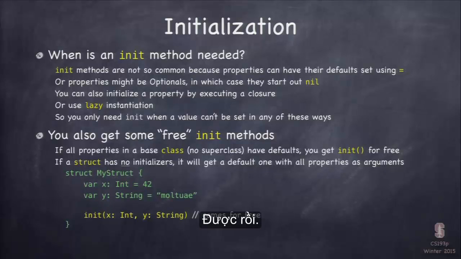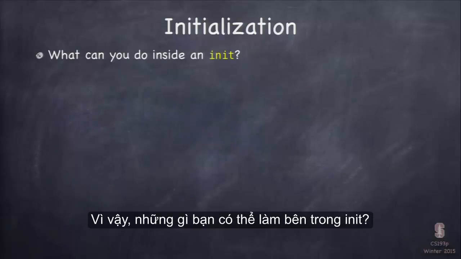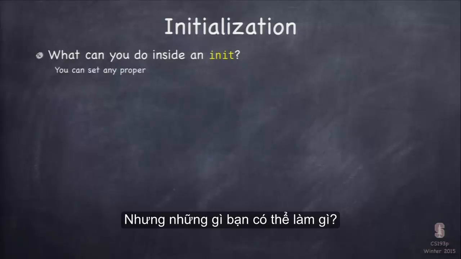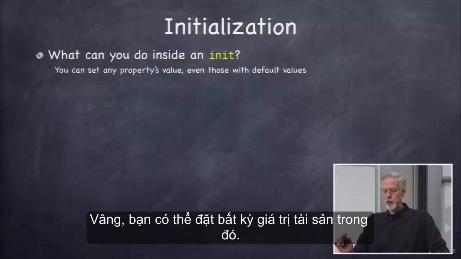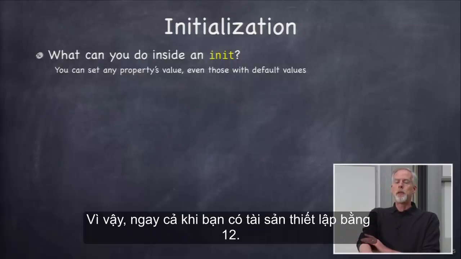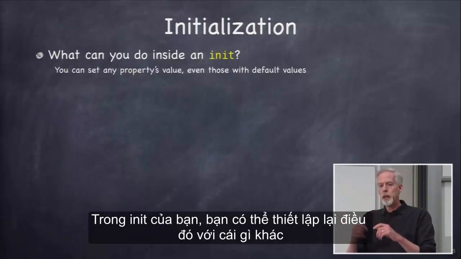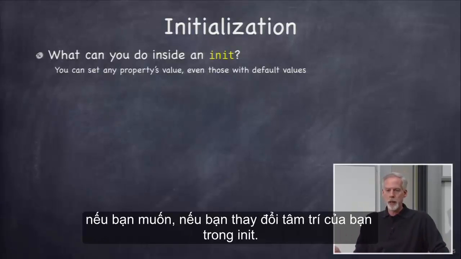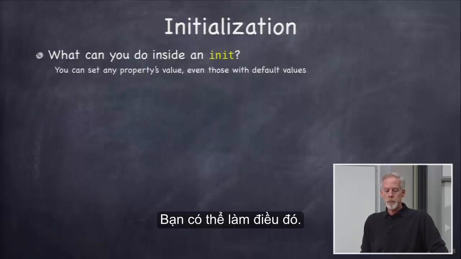They can initialize my struct by saying MyStruct, open parentheses, and provide the x and the y. All right, so what can you do inside of init? We saw what we did in calculator brain. We initialized some stuff. But what can you do? Well, you can set any property's value in there. You can even set properties that have default values. So even if you have a property and you said equals 12, in your init you could reset that to something else if you changed your mind.